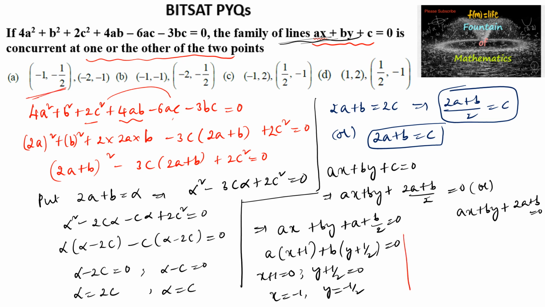And similarly solving the other part. So we can write a times of x plus 2 plus b times of y plus 1 is equal to 0. Since it is also representing a family of lines, x plus 2 must be equal to 0 and y plus 1 is equal to 0.